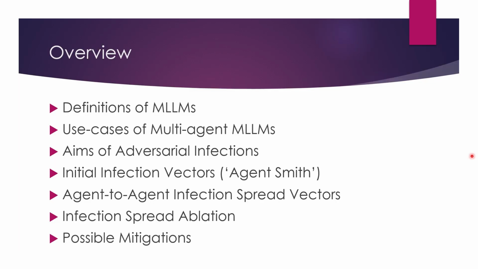In this presentation, I'll cover a few things. I'll start with defining an LLM, an MLLM, and some of the use cases of multi-agent MLLMs. Then I will discuss the aim of an adversarial infection for an attacker, the initial infection vectors of Agent Smith, and then the agent-to-agent infection spread vectors. Then I'll discuss factors in how fast that happens, ablations of that infection, and some possible mitigations.